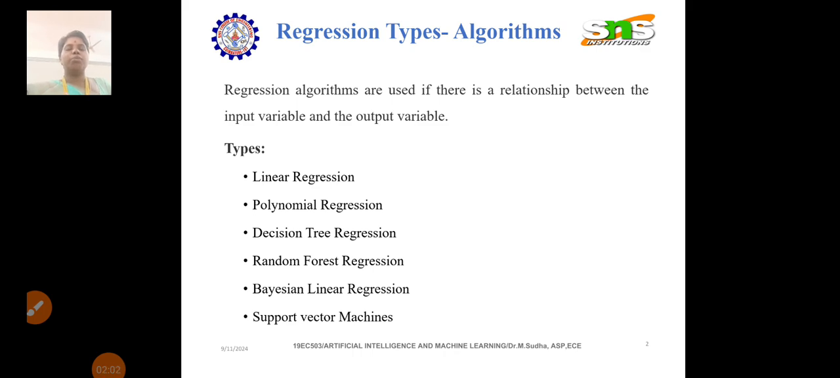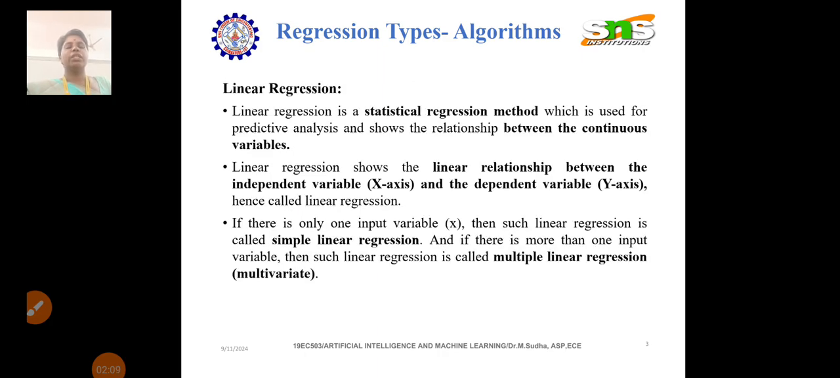Now we will see them one by one in detail. The first algorithm is linear regression. The name itself says it is linear. That means if the input varies, the output also varies. That is a linear progression.